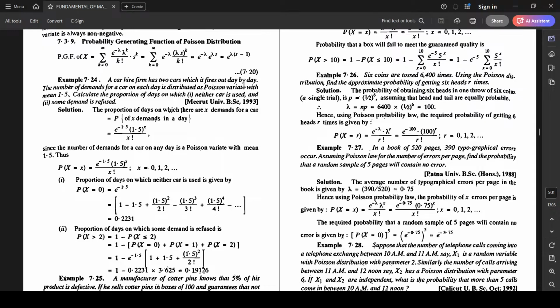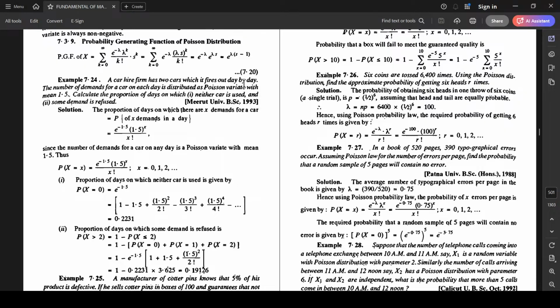Example 7.24. A car hire firm has only two cars, which it hires out day by day. The number of demands for a car on each day is distributed as a Poisson variate with mean 1.5. Calculate the proportion of days on which neither car is used and some demand is refused. So the demand is for more than two cars. Okay, so this 1.5 is the Poisson variate. Oh, the mean is 1.5, sorry.